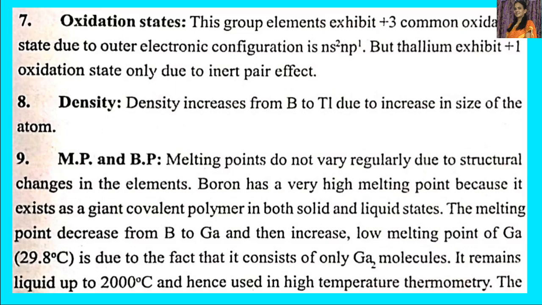But thallium, we said this is the last element of the group, it exhibits plus 1 oxidation state only due to inert pair effect. That is, the ns2 electrons which are present on the outer shell are inert to participate in bonding. Because of that reason, thallium is more stable in plus 1 oxidation state than in plus 3 oxidation state. And next one is density. Density from boron to thallium increases due to increase in size of the atom.